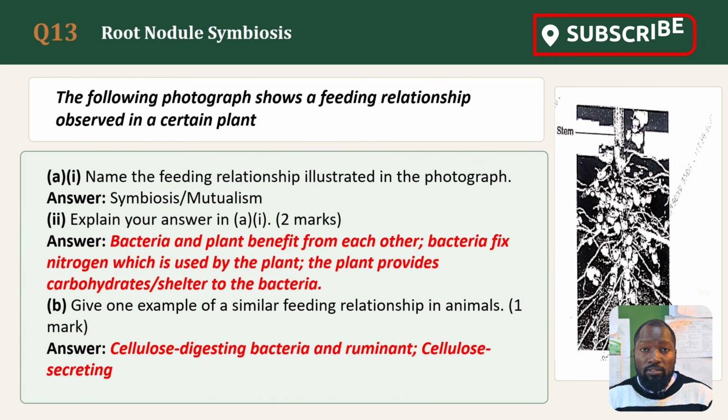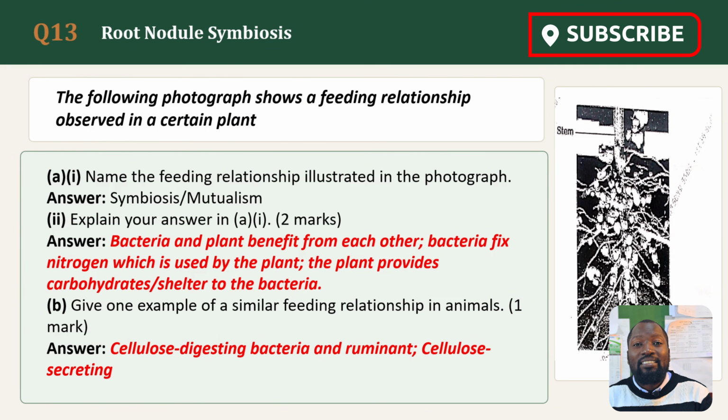In the root nodules of leguminous plants, there are bacteria which are being hosted. Those bacteria are called the rhizobium bacteria. So the bacteria benefit from the roots by being given shelter. Okay? And then the bacteria themselves help the plant by fixing nitrogen, which is used by the plant.